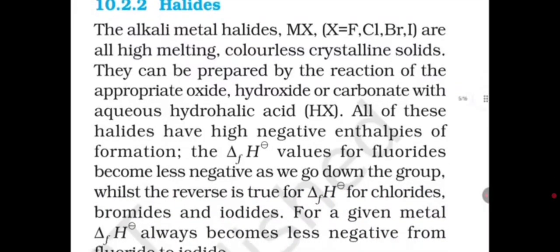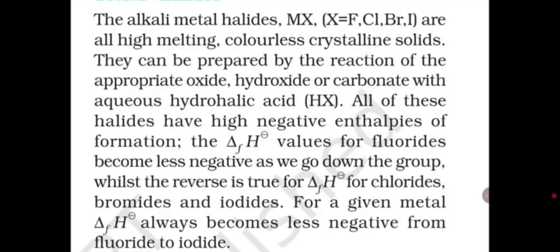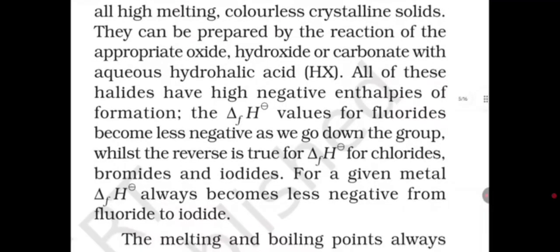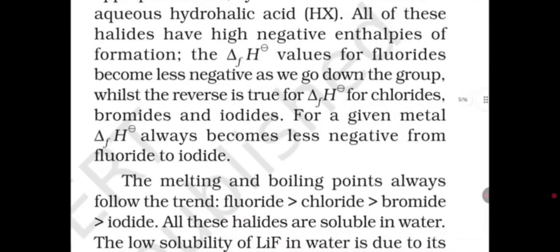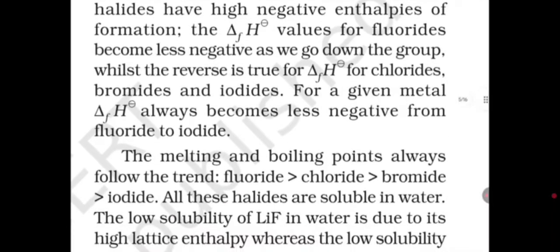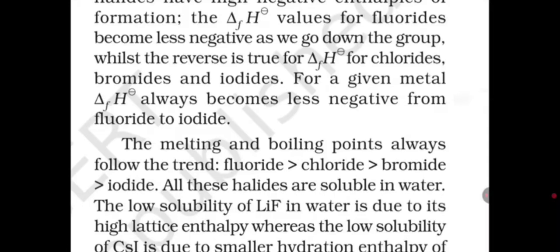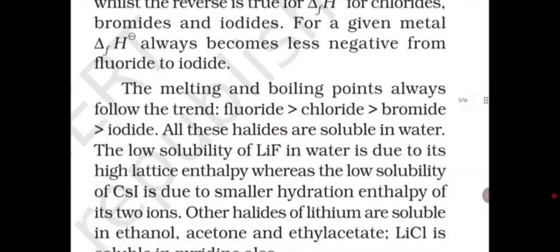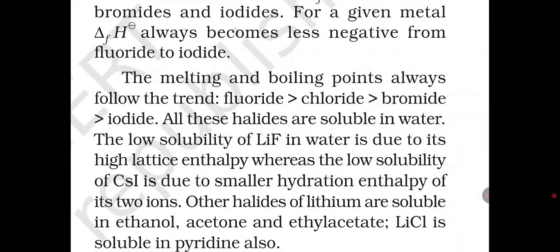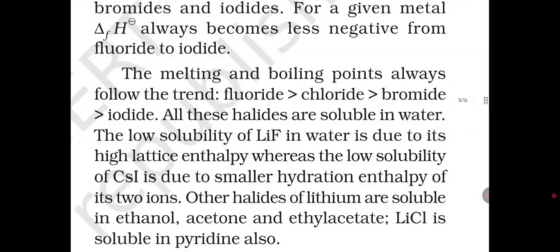Next topic is halides. The alkali metal halides MX, where the halogen can be fluorine, chlorine, bromine or iodine, are all high melting colorless crystalline solids. They can be prepared by the reaction of appropriate oxides, hydroxide or carbonate with aqueous hydrohalic acid HX. All of these halides have high negative enthalpies of formation. The ΔfH negative values for fluorides become less negative as we go down the group, whilst the reverse is true for ΔfH negative for chlorides, bromides and iodides. For a given metal, ΔfH negative always becomes less negative from fluoride to iodide.